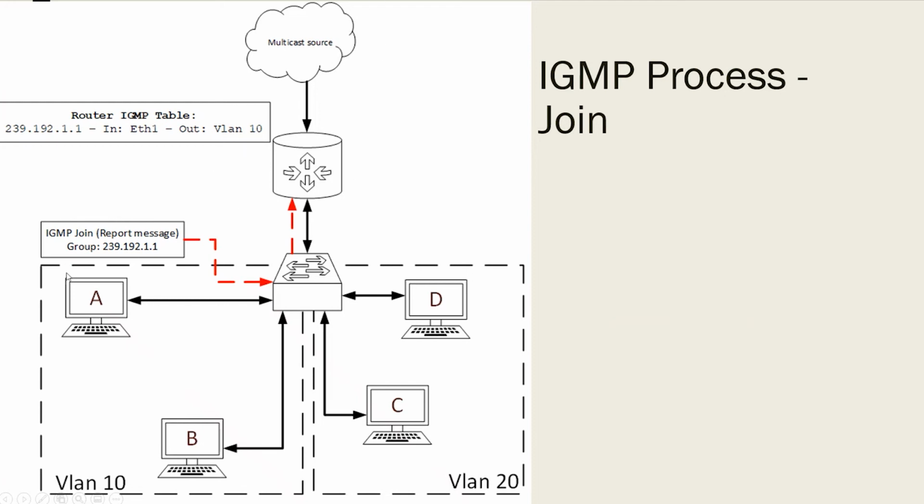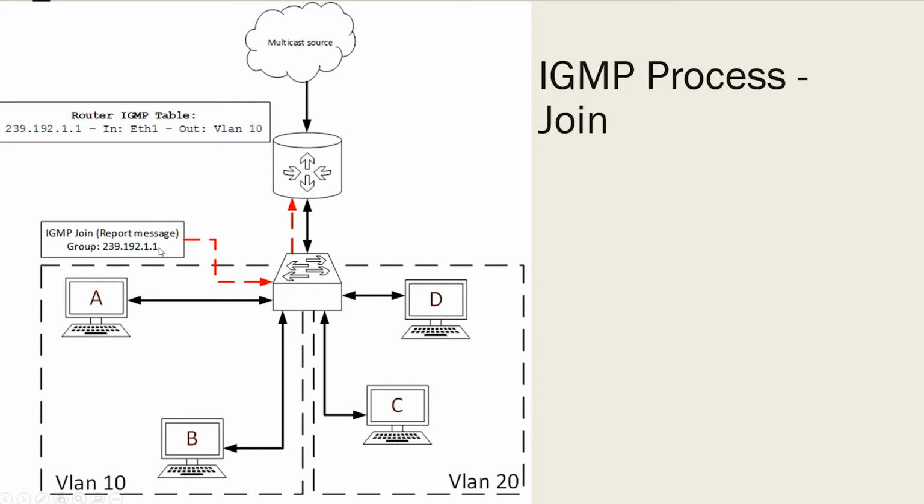Usually, it's probably going to be the default gateway for these relevant VLANs. So what the end host does is say, okay, I'm now interested in receiving multicast traffic. I've got this group, so I'm going to send an IGMP join to my default gateway. The destination IP would be this specific multicast group.